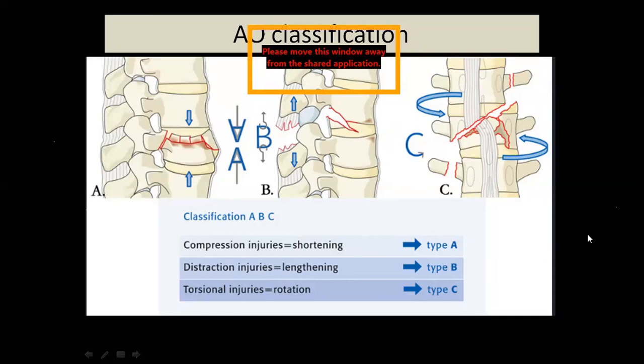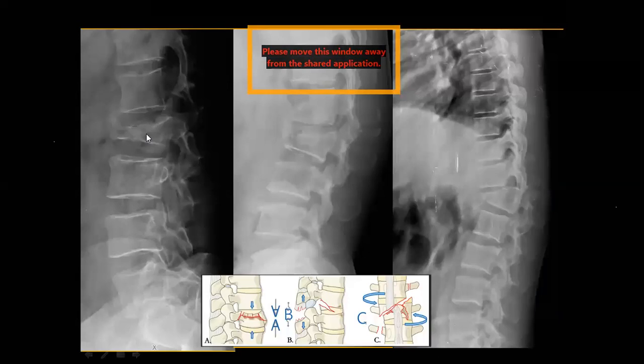Some examples for it. Type A, axial load: there is a burst fracture of L2 vertebra. This is a type A injury. Here, there is flexion injury anteriorly. There is distraction injury posteriorly. Can you see that? Spinous process fracture and there is a widening of the spinous process. This is a distraction injury. This comes as type B, flexion distraction type of injuries.